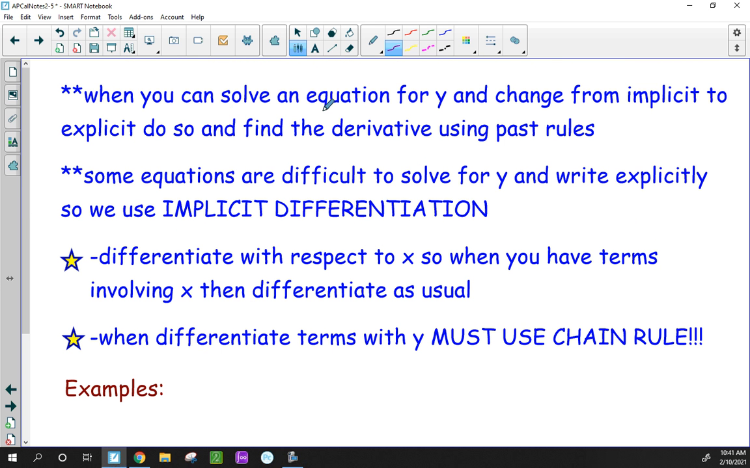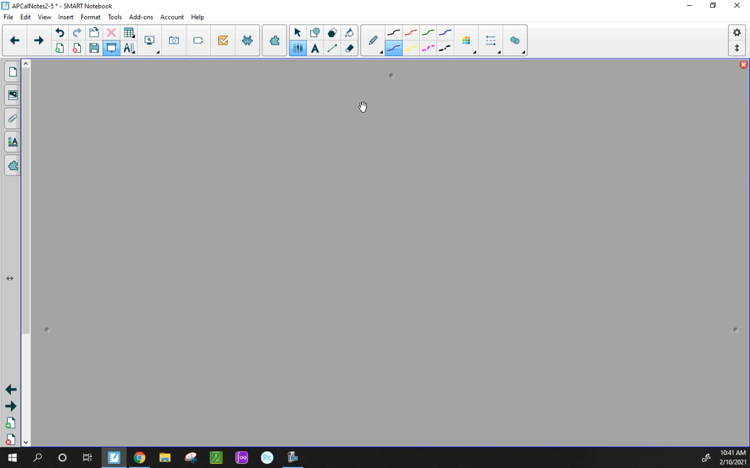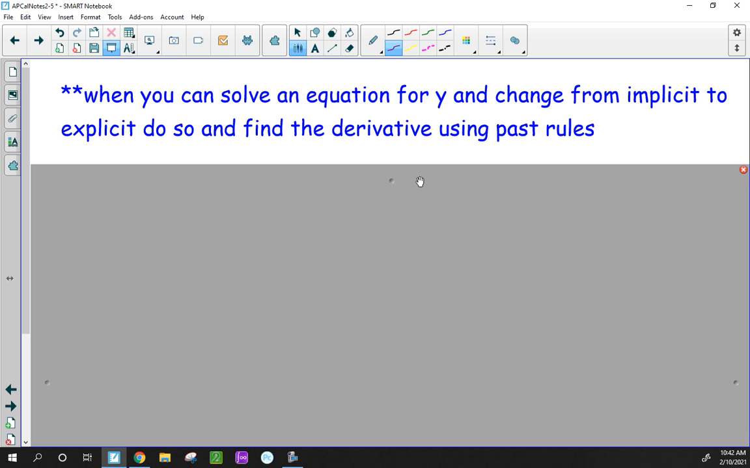When you can solve an equation for y and change it from implicit to explicit form, please do so, and just find the derivative using the past rules. So by all means, when you look at a problem, if you know I can easily solve this equation for y and change it from implicit to explicit, go ahead and do that. It will make the problem easier, and then just find the derivative using the past rules that we've been learning in this unit.